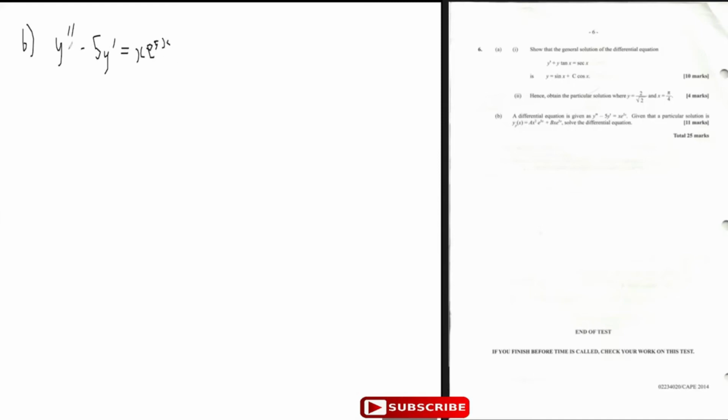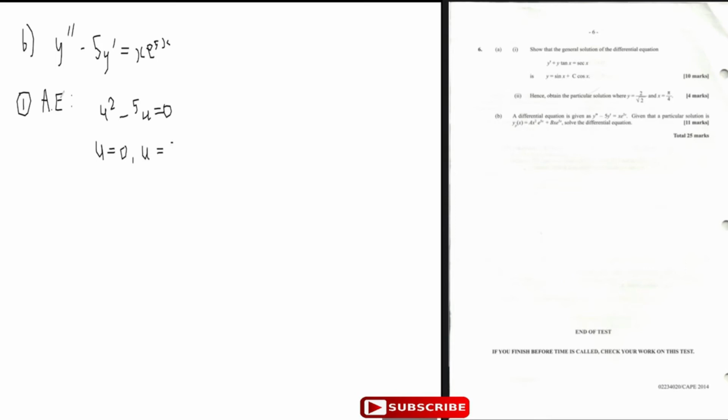In order to solve this differential equation, step one is to solve the auxiliary equation. Find the roots of the auxiliary equation. The auxiliary equation will be u squared minus 5u equals 0. Solving this tells us that u is equal to 0 or u is equal to 5.